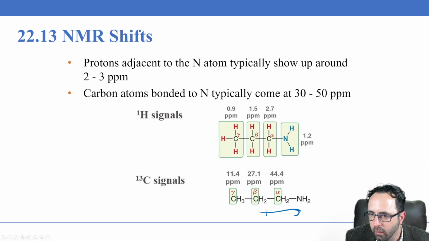For proton signals, for a similar reason, we get de-shielding of the protons. So a standard proton signal, not de-shielded, is around 1-ish ppm. But as we get closer to the amine, due to the inductive effects, those protons get de-shielded. At the beta position, the chemical shift will be 1.5. At the alpha position, it will be about 2.7.